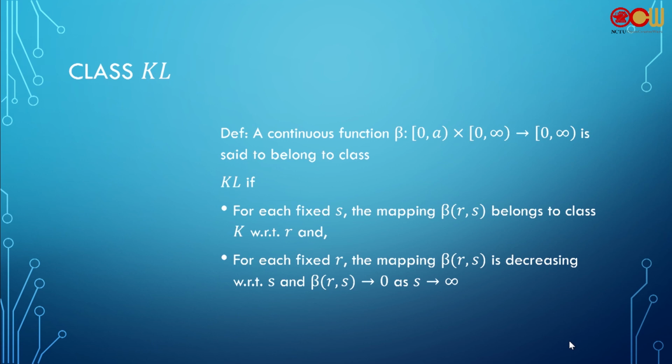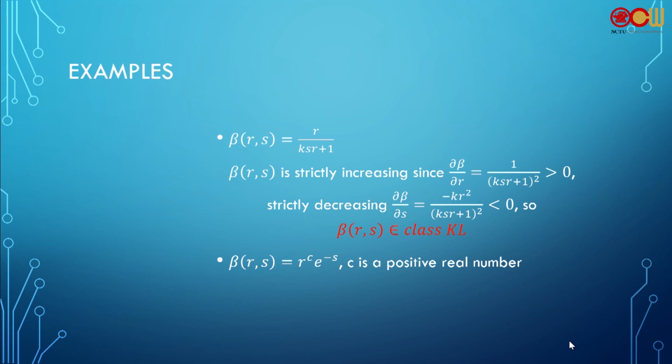So you can consider this s as time, okay? This r as your states. The first one is you fix s and you take the partial with respect to r, and you find that it's always positive, which means beta is class K with respect to r. And the second condition is you fix r and find the partial with respect to s and find it's decreasing. Then it belongs to class KL. Again, you can check this function following the same procedure and you find it is also a class KL function.